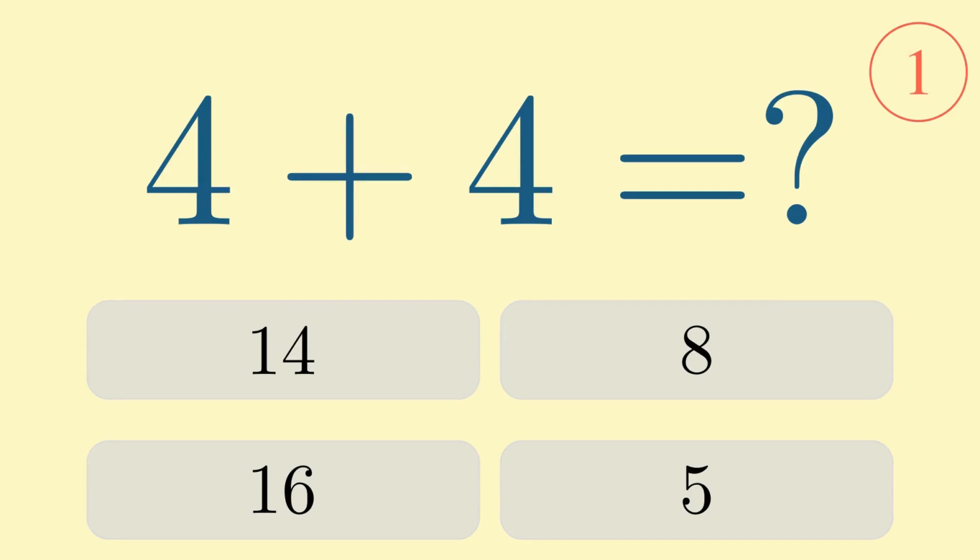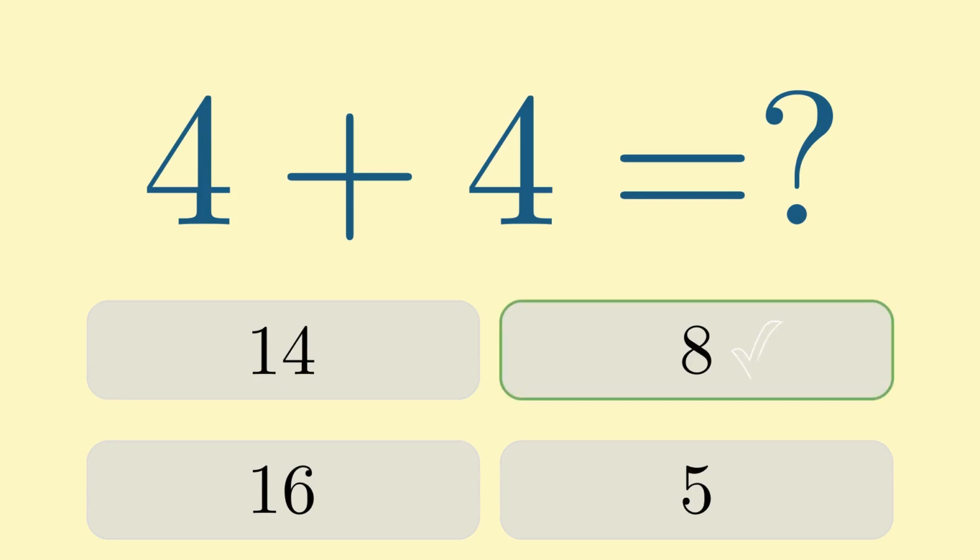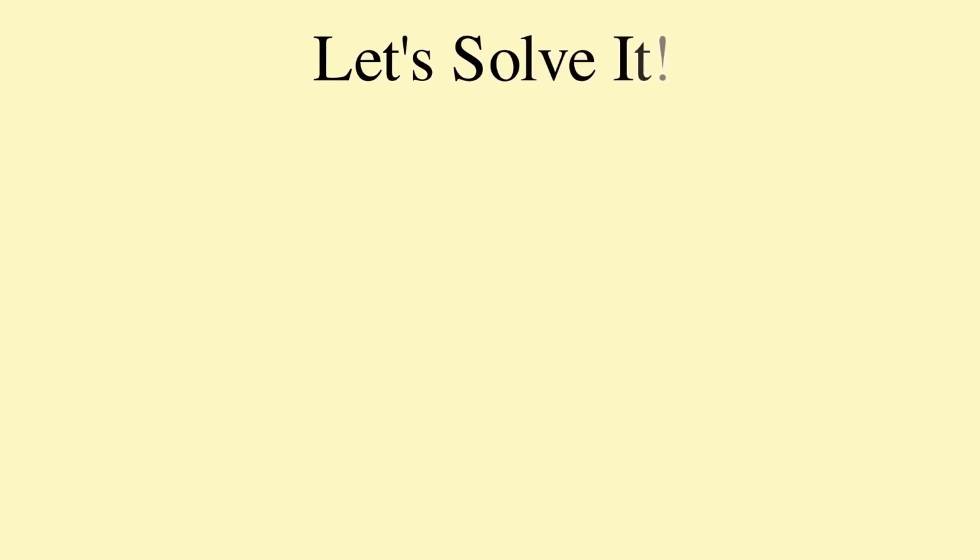Time's up. The correct answer is 8. Now, let's see how we got this answer. When adding 4 and 4, we align them in column format. 4 plus 4 equals 8.